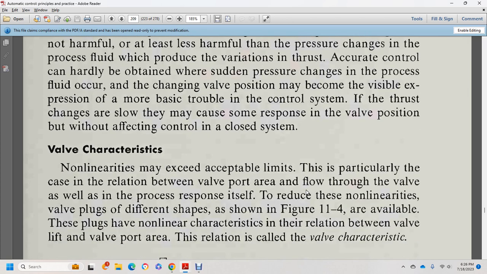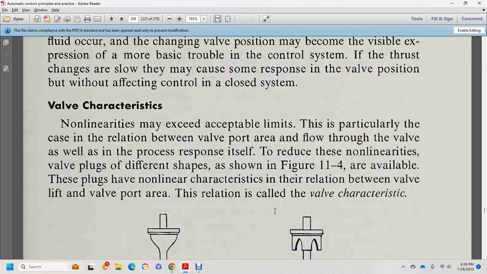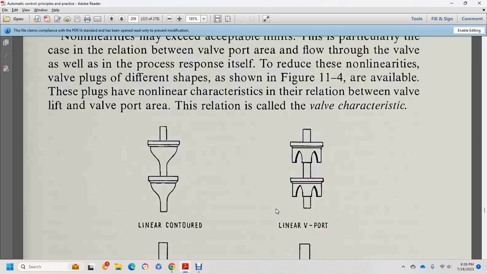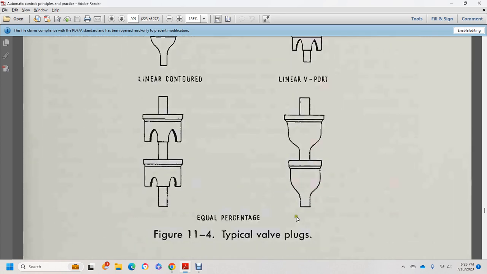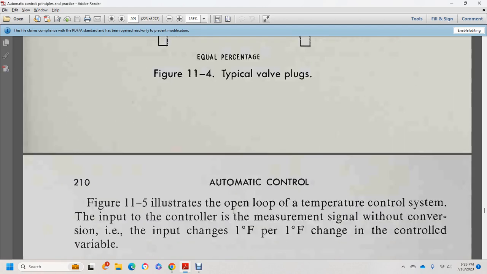Valve character nonlinearity may exceed the acceptable limit, particularly in the case of the relation between the valve port area and flow through the valve, as well as the process response itself. To reduce the nonlinearity, use a valve plug with a different shape, as shown in figure 11.4. With these plugs, the nonlinear character of the relation between the valve lift and the valve port area is called variable valve characteristics. You have your linear contour, linear V port, your equal percentages.